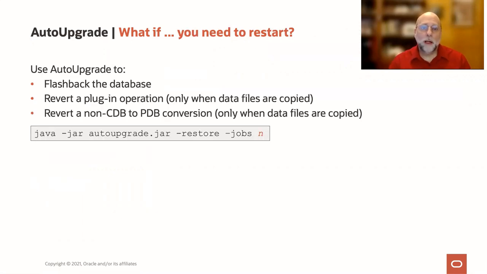Okay, so now let's take a look at a different case. What if you need to restart the whole upgrade process for some reason? Well, we give you ways to do that from the command line with AutoUpgrade using the -restore parameter. What this will do, you could flashback the database to a guaranteed restore point using the command line interface for AutoUpgrade. But with a restore command, you could also revert a plugin operation.